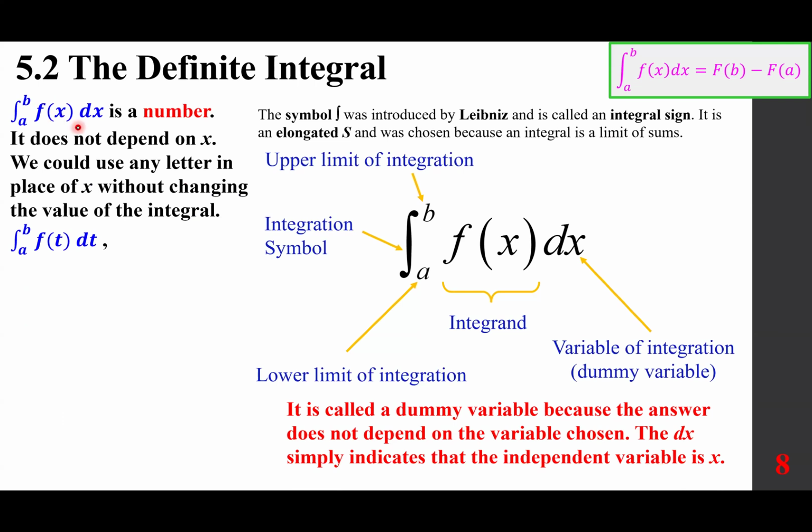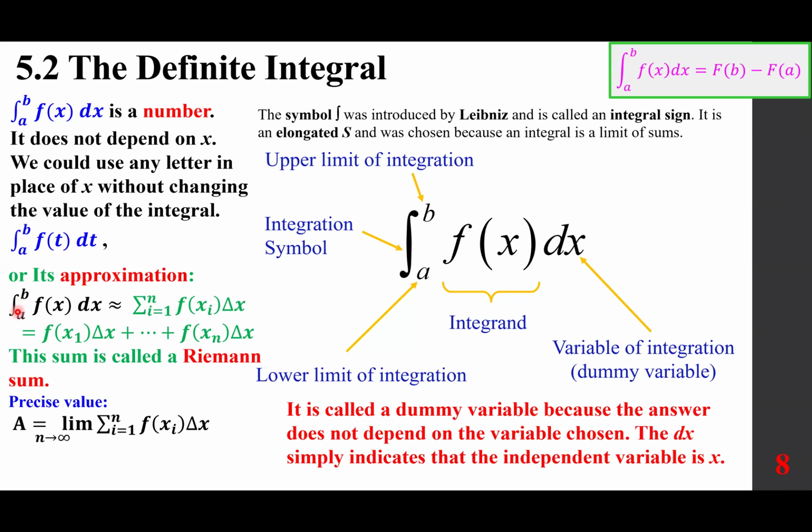The integral of a to b f of x dx is a number. It doesn't depend on x. We could use any letter in place of x without changing the value of the integral. So the integral of a to b f of t dt, the integral of a to b f of x dx, or the integral of a to b f of theta d theta, they give us the same number.